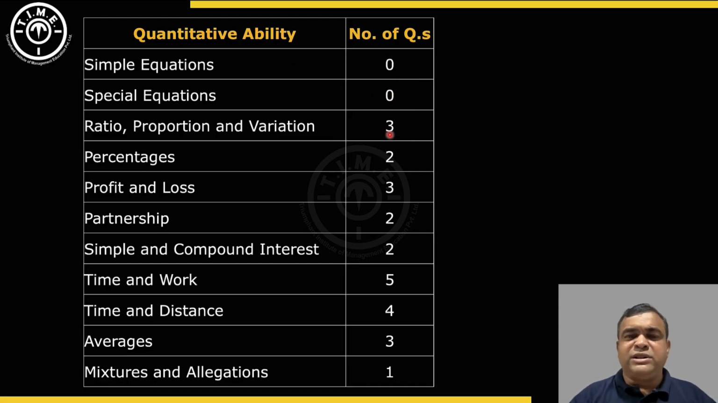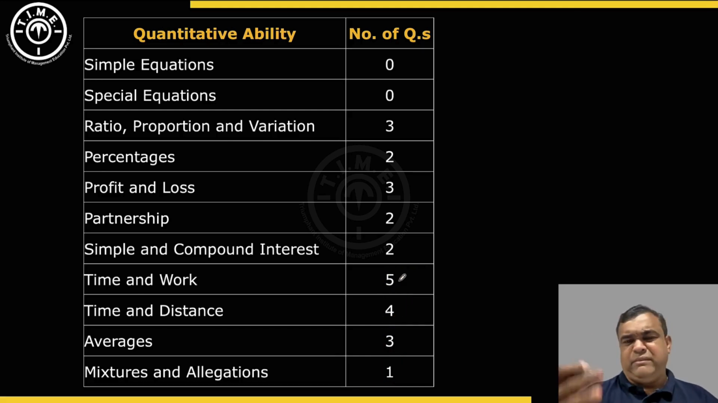Ratio-based 3 questions, percentage 2 questions, profit and loss 3 questions, partnership 2 questions. Simple interest and compound interest 2 questions, time and work surprisingly 5 questions, time and distance 4 questions. So here I can see time and work and time and distance together is just 9 questions. Averages 3 questions, mixtures and alligation 1 question.